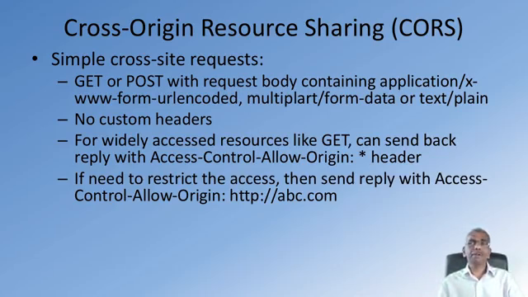So for example, for widely accessed resources, like if you perform a GET request to a server in order to fetch the data in order to construct the UI, then maybe the GET request is acceptable no matter which origin that request is originating from. So in that case, your server will reply to the client saying Access-Control-Allow-Origin with the wildcard star here, meaning that any origin that originates the request is acceptable and the browser should allow the request to be performed to the server. Now, you can also restrict the access to the origin.